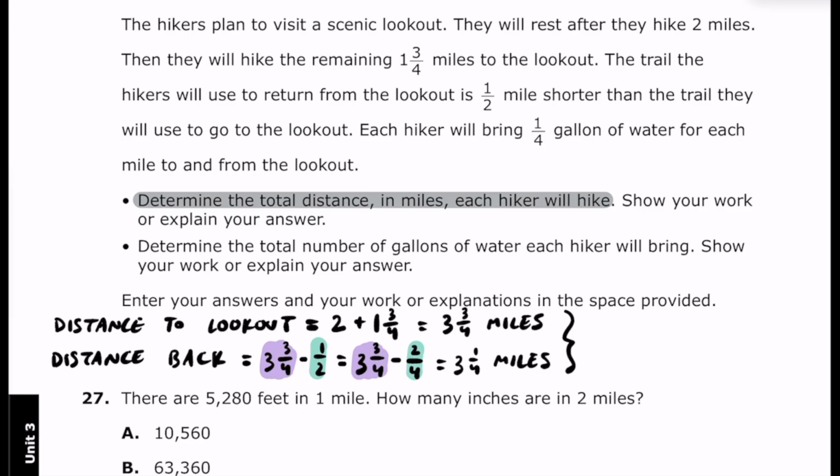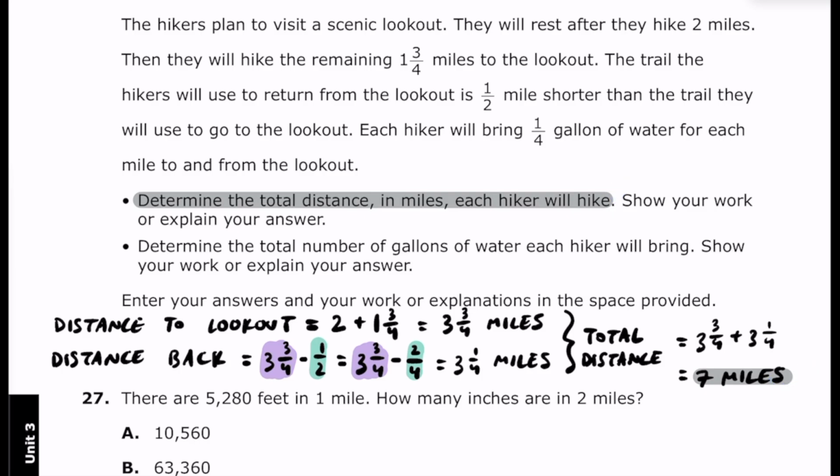Now if you go ahead and take this information and find the total distance, you would just add this 3 3/4, that's on the way up, plus the 3 1/4 on the way back. You would find out that that is going to be 7 total miles from the bottom to the top, and then the top to the bottom, from wherever you start to the lookout and then the lookout back. Total of 7 miles. So this 7 total miles here is going to be the total distance that each hiker is going to be hiking.